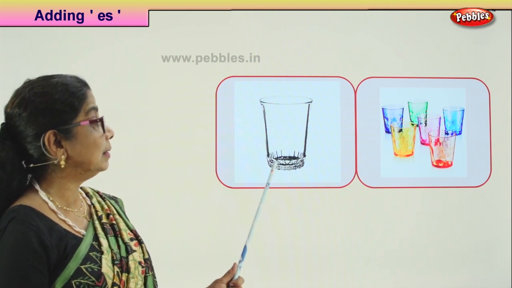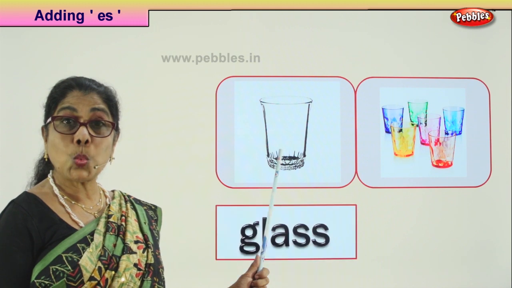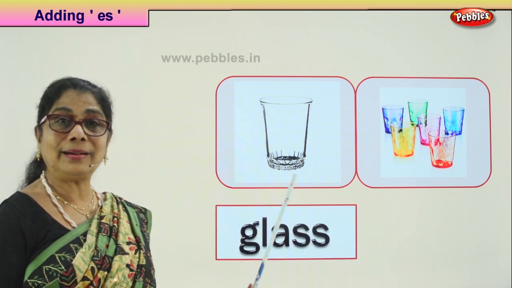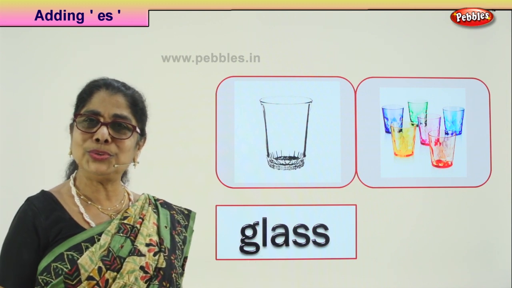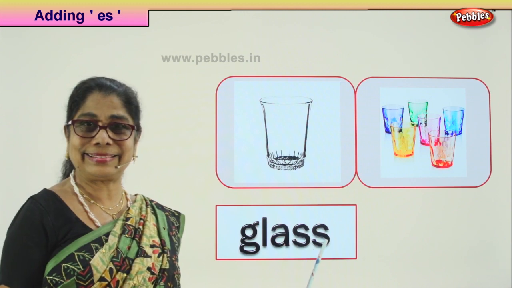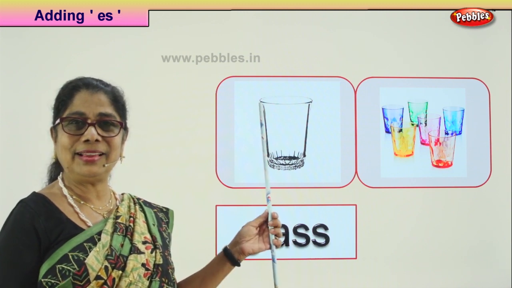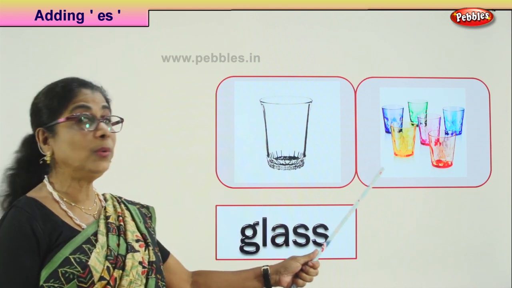What do we see here? Here is a glass. One glass. What do you do with the glass? You drink milk, water, juice in it. One glass. Singular noun, one glass. And here what do you have?